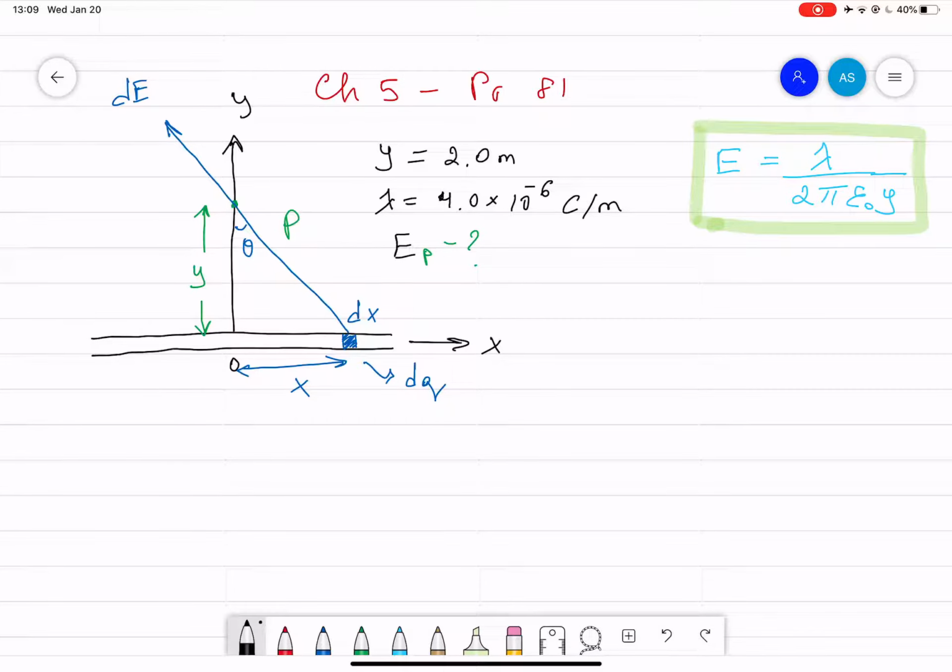Good afternoon, students. Here we have problem 81 from chapter 5. I got a request from one student to solve this problem and show the solution.